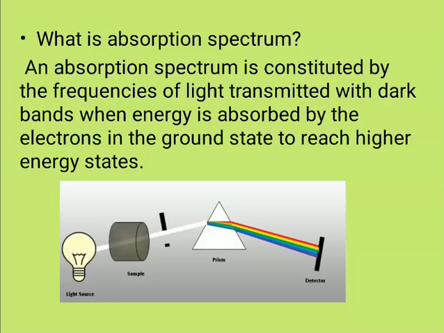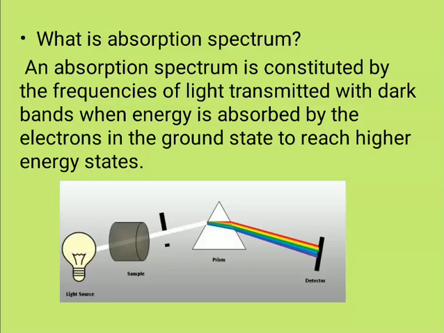Now, we can further classify the spectrum into two types. One is the emission spectrum, another is the absorption spectrum. Depending upon the nature of the radiations emitted or absorbed, the spectra are of two types. Number 1 is the absorption spectra and number 2 is the emission spectra. Now, absorption spectrum is constituted by the frequencies of light transmitted with the dark bands when energy is absorbed by the electrons in the ground state to reach higher energy states.